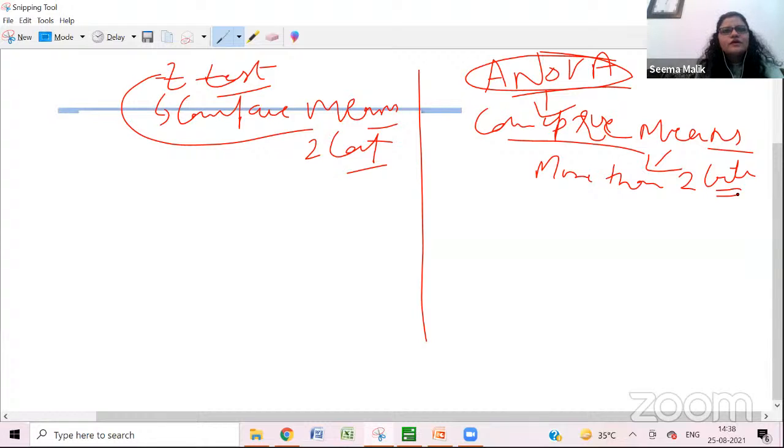So here what are we going to compare? We are going to compare the mean of the study hours of the three types. So we are not going to apply the t-test here. We are going to apply ANOVA.